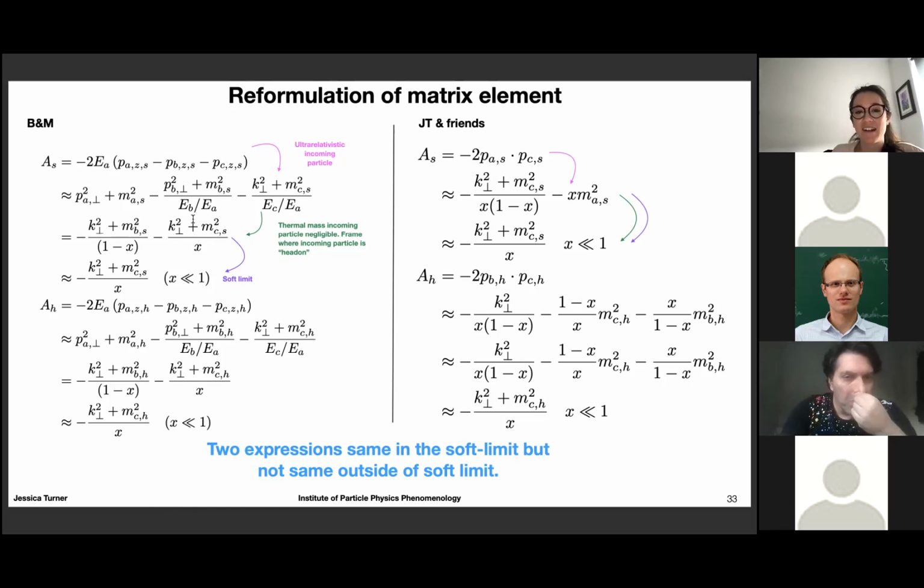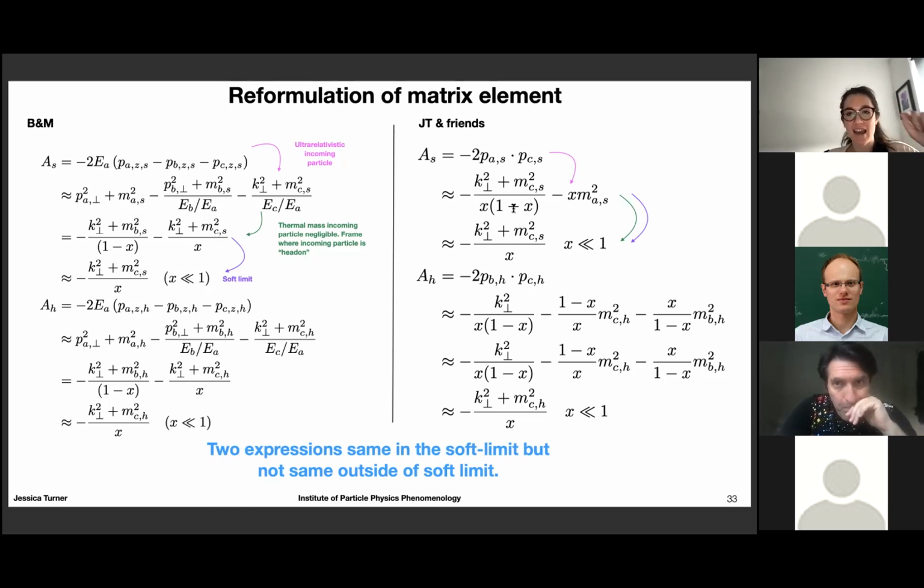Note that I'm going to use K transpose as the transverse momentum from now on. And in the soft limit, AS has the following form. So if I just take X to be very, very small, then this term is not significant, but the second term is, and we just have the following simple form of AS. AH, analogously, is exactly the same, but I substitute the index S with H.